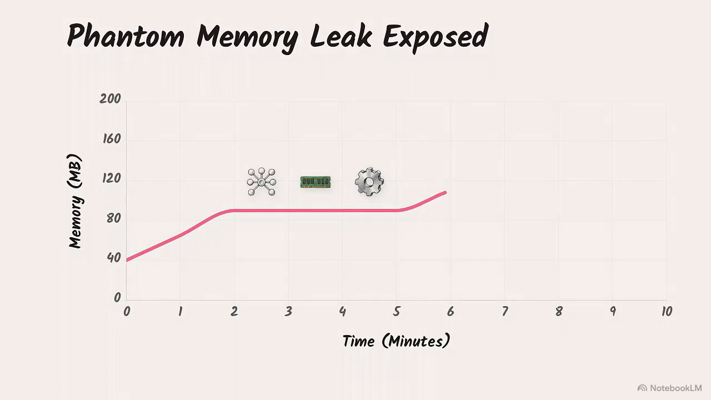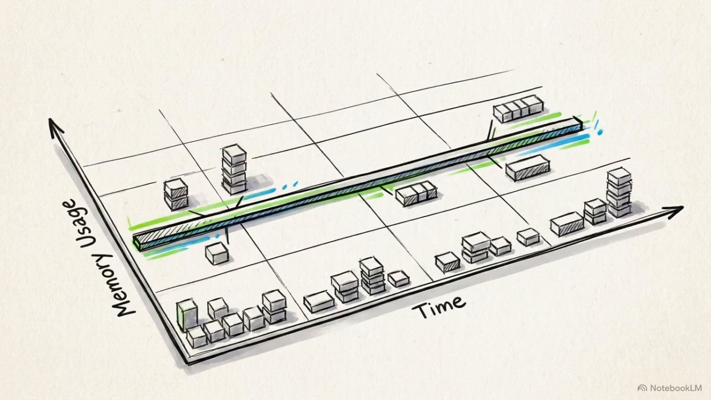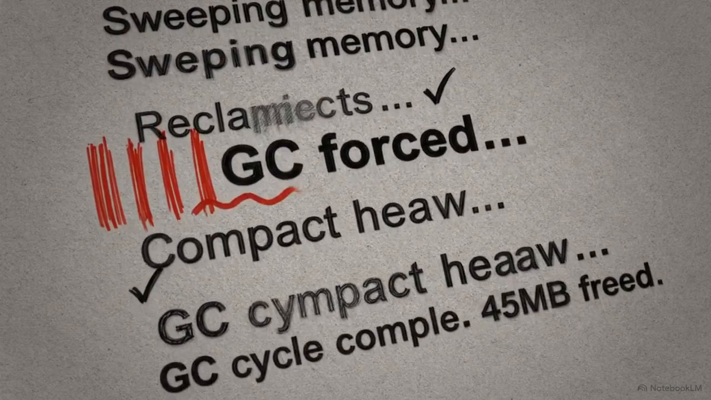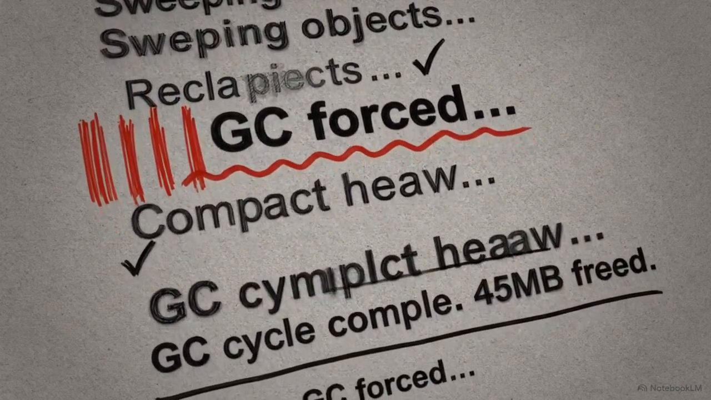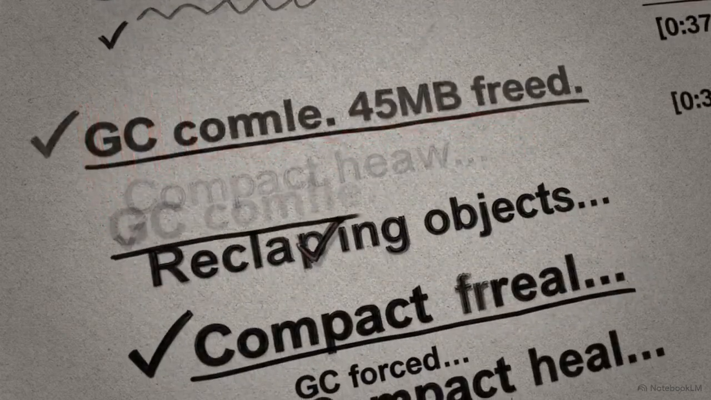If you keep the load running past the first few minutes, the line breaks its plateau. It climbs to 120 megabytes, then 160, and keeps rising at a steady 20 megabytes per minute. The immediate suspect is always a memory leak in the application. But the Go garbage collector is running on schedule. Logs confirm it is successfully sweeping and freeing objects.